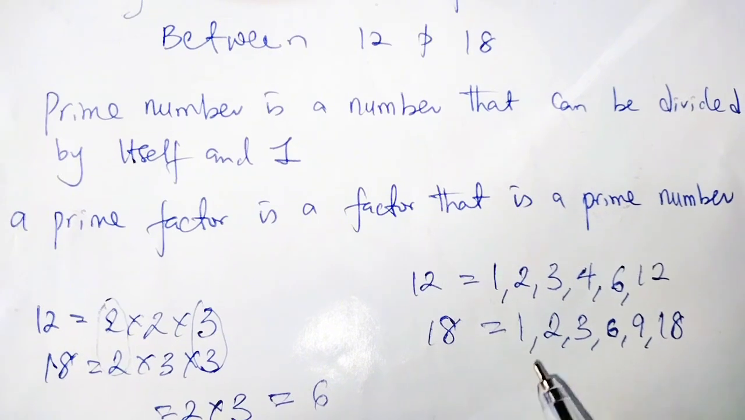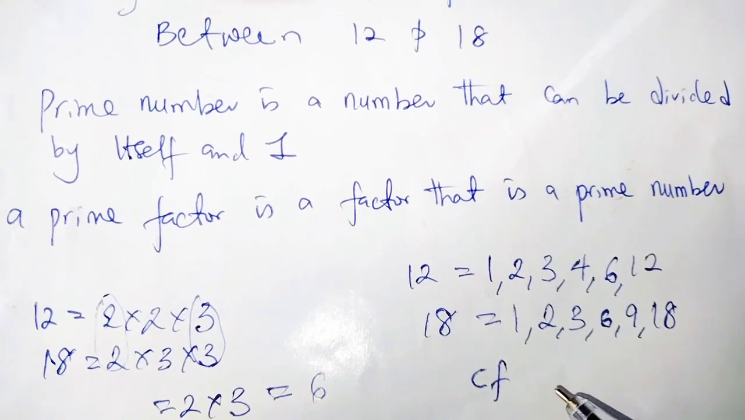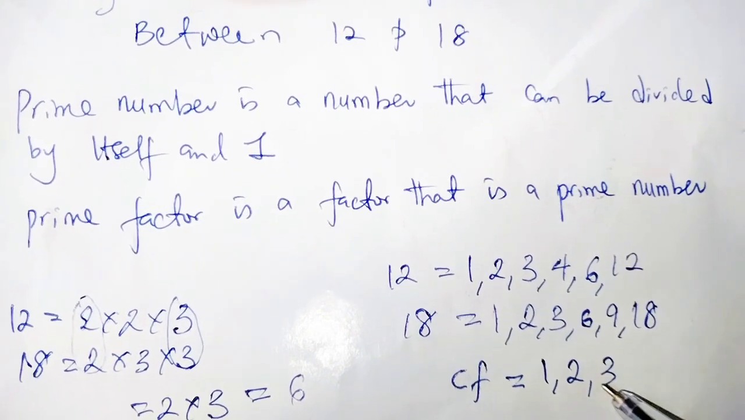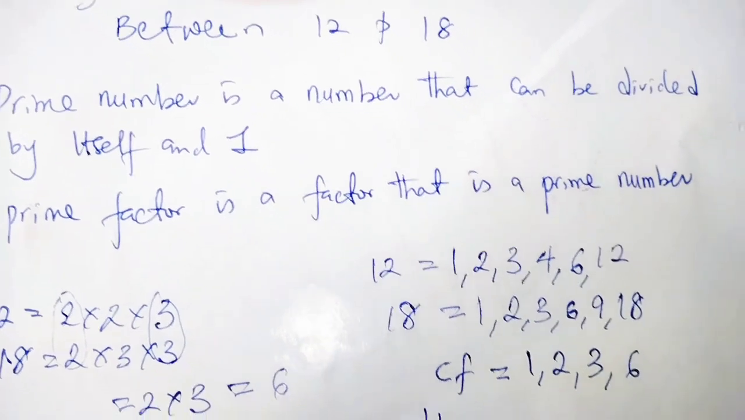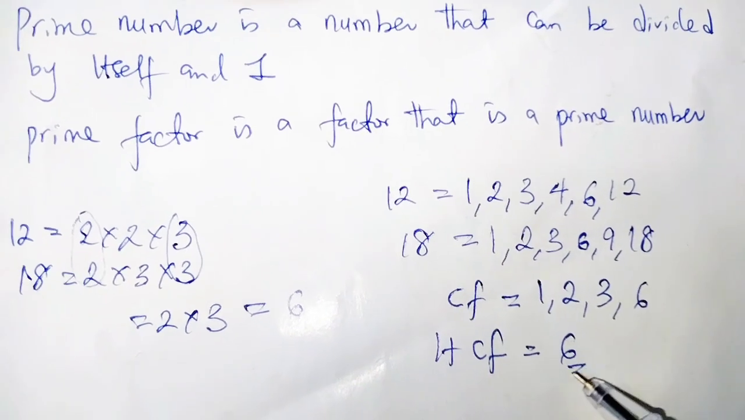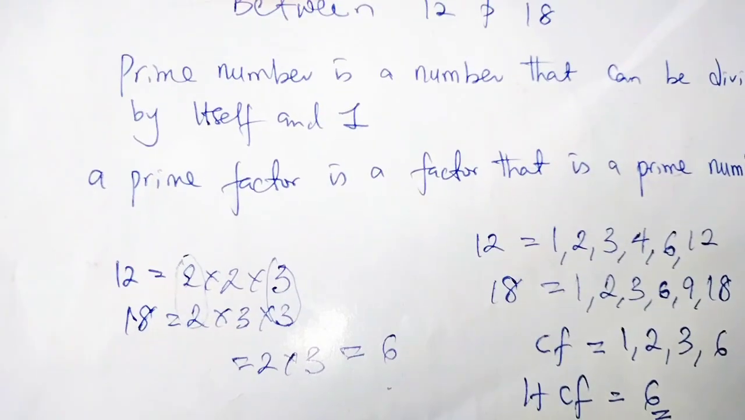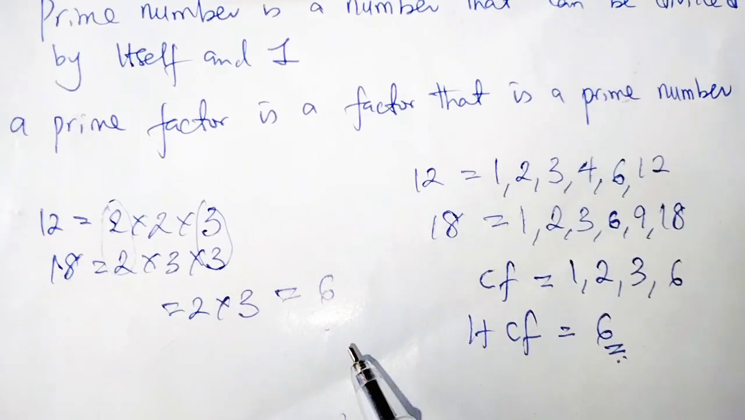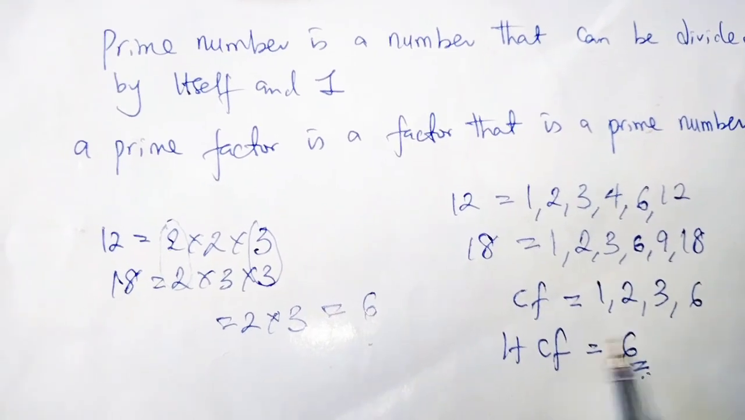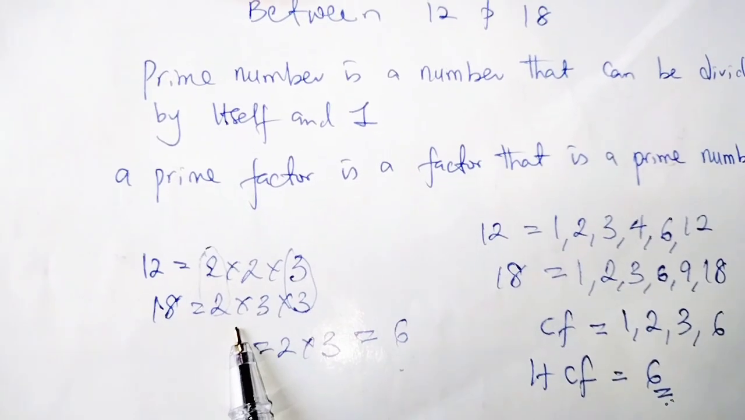So what is the highest common factor? I have 1. Common factors of 12 and 18 are 1, 2, 3, 6. Highest common factor is what? 6. It's the same with method 2. So we have one method, the common factor method, and the what? Prime number factorization method.